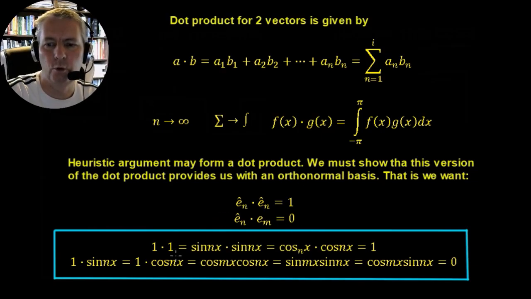So we're wanting 1 dot 1 to equal sin nx dot sin nx to equal cos nx dot cos nx to equal 1. And we want 1 dot sin nx equal 1 dot cos nx to equal cos mx cos nx to equal sin mx sin nx to equal cos mx sin nx to equal 0. Now, it's a bit of a mouthful that, and I think this becomes a bit more obvious whenever we work through and check and find out whether this dot product actually holds or not. So we'll do that in the next slide.